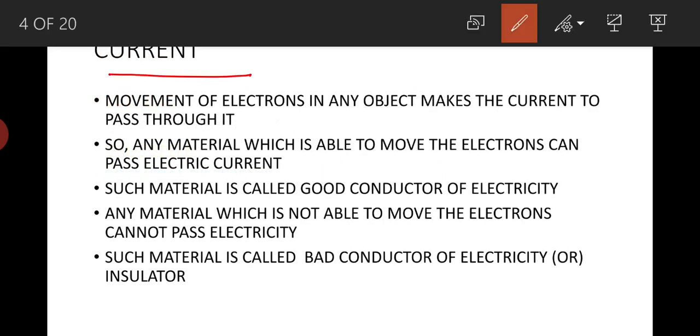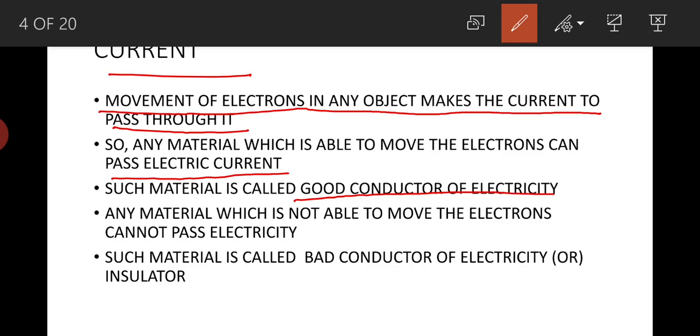Current is nothing but movement of electrons in any object. In any object, if you can move the electrons, then current is said to pass through it. So any material which is able to move the electrons can pass electric current. Such materials which can conduct electricity easily are called good conductors of electricity.